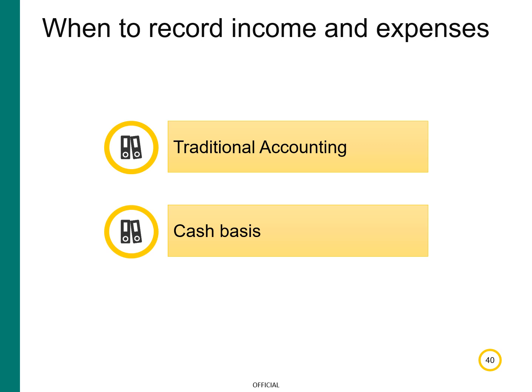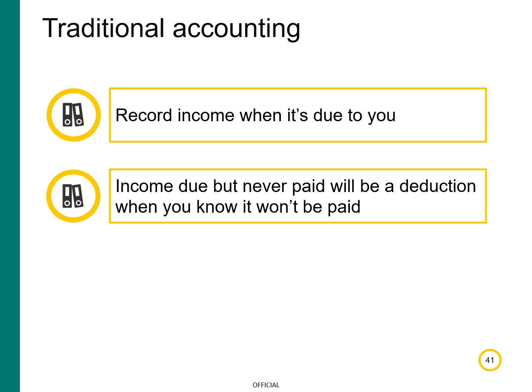Firstly, I'll just mention how you record your income and expenses. It depends on the accounting method you're using. These are traditional accounting or cash basis. When you use traditional accounting, sometimes known as the accruals basis, record your income when you're due to receive it, whether it's been paid to you or not. Income due to you but not paid will be allowable as a deduction only when you know it won't be paid.